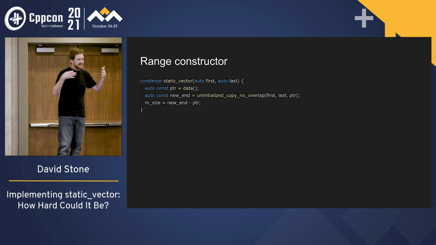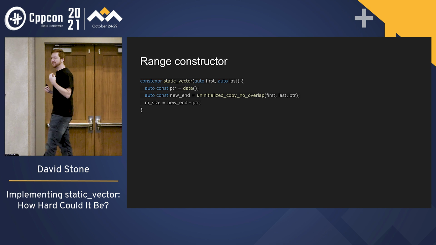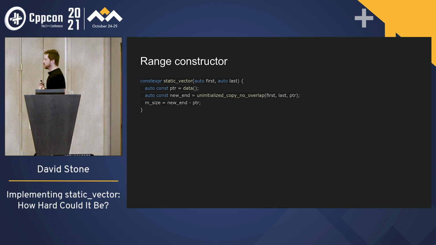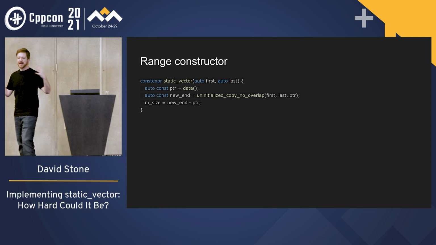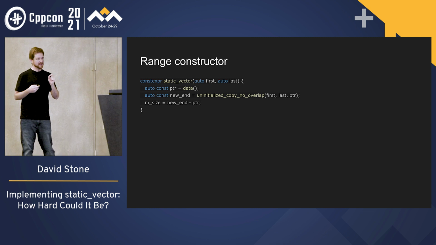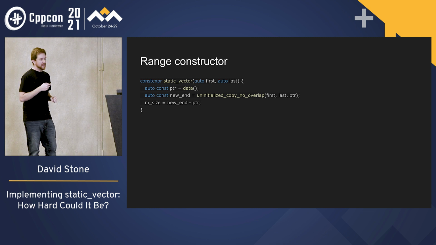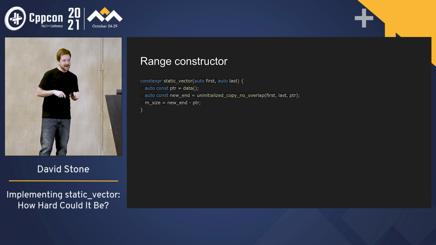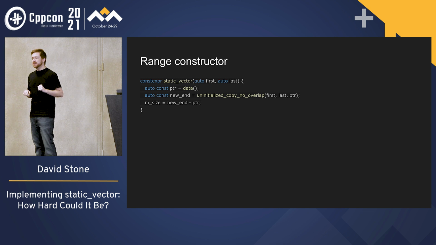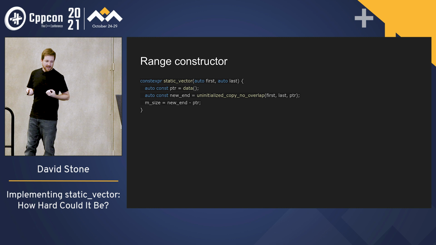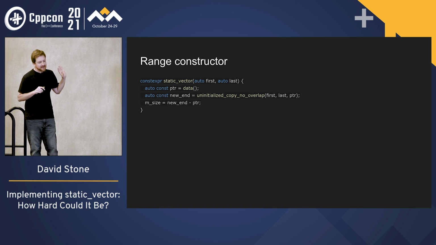So like I said, all of these things end up being connected, even when they seem like independent things, which is why it's important to have a consistent design of the whole thing before you really commit to one thing. The next slide actually is about this function, the uninitialized copy no overlap. What is that? This looks complicated, and it kind of is.